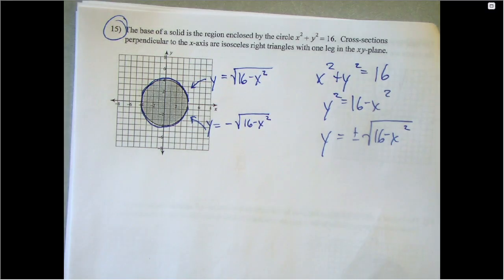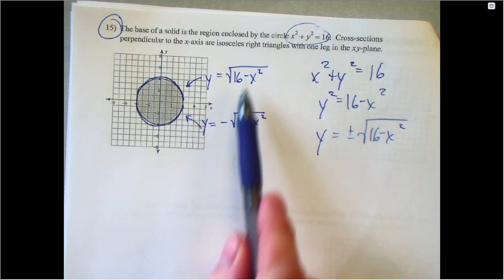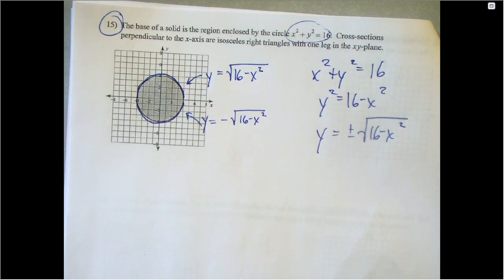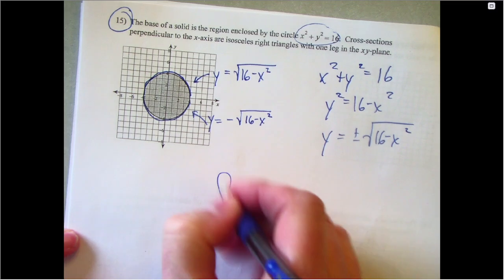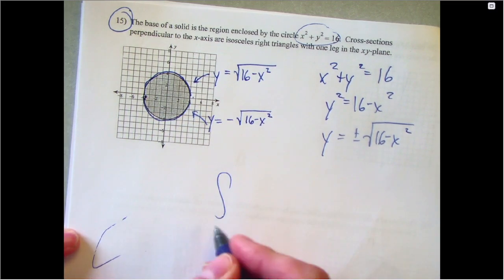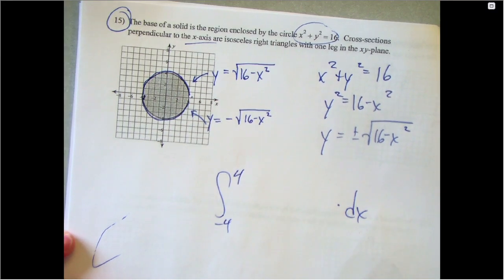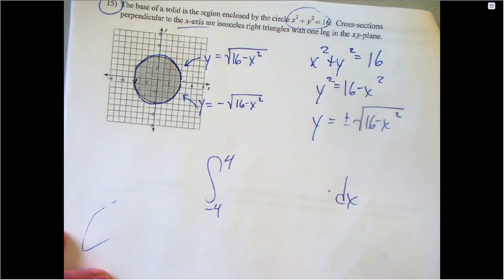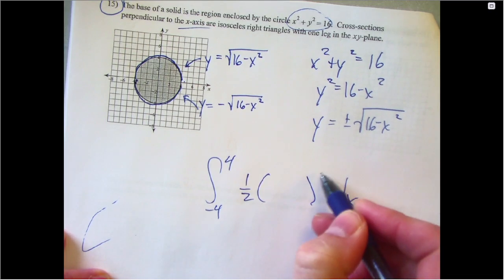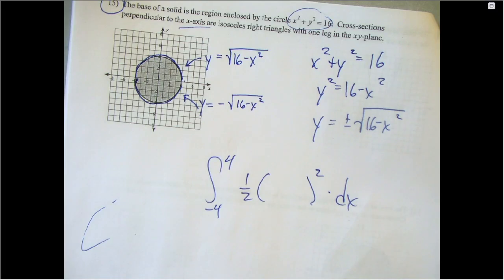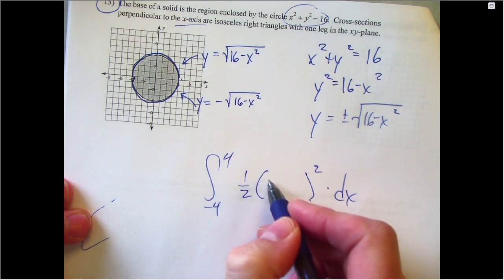So, I gotta get my two equations first. They only give me one, and I have to do a top minus a bottom, so I need two. So I'm gonna break it apart into the positive and the negative square root of y. And then my left-hand boundary is -4, my right-hand boundary is 4. Perpendicular to the x-axis, so that's dx. My isosceles right triangles, so that's 1/2 base times height. But if it's isosceles, the base and height are the same. I did the same thing. And then it's going to be top minus bottom.